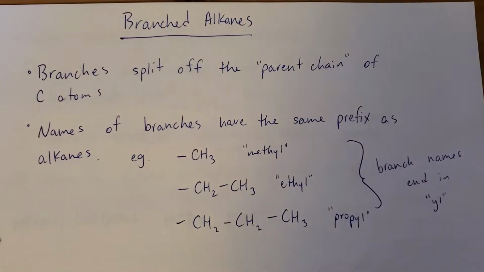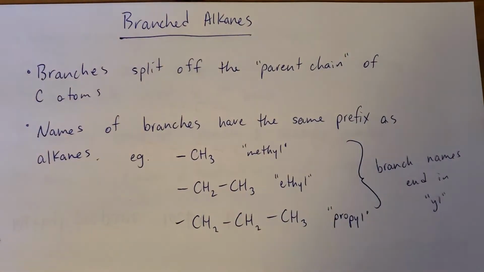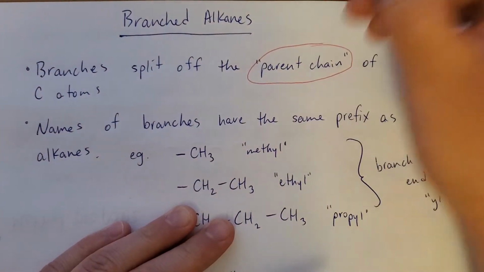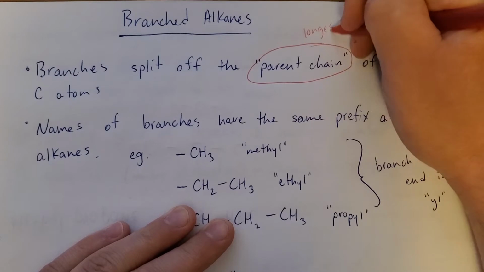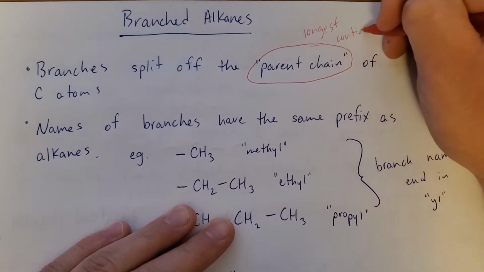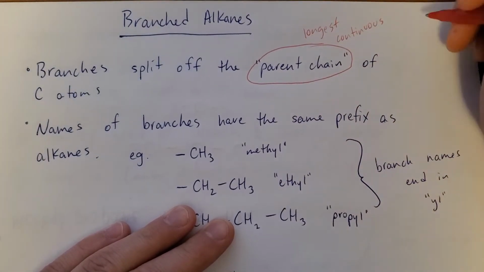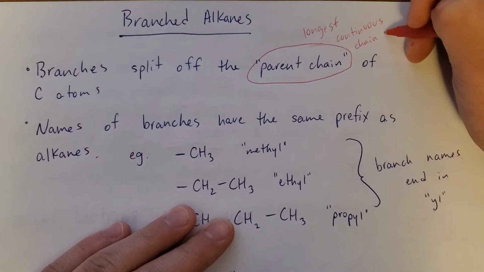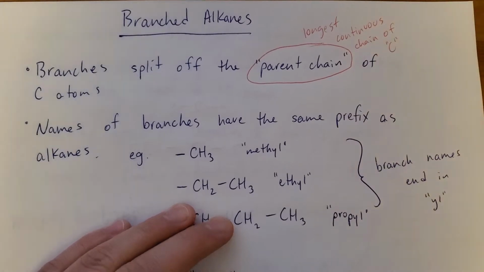All right, let's talk about branches now. They split off the parent chain of carbon atoms. The parent chain is just the longest continuous chain of carbons. I might try to trick you at some point with a bend in the parent chain. I'm not going to do that yet. But so this is the longest continuous chain of carbon atoms.